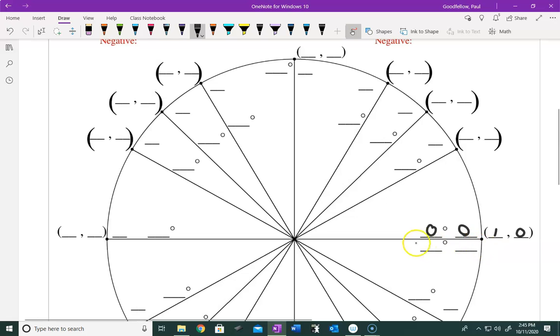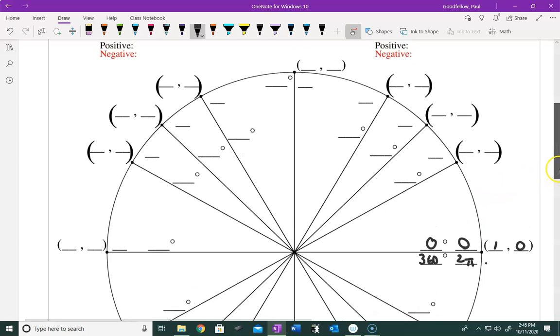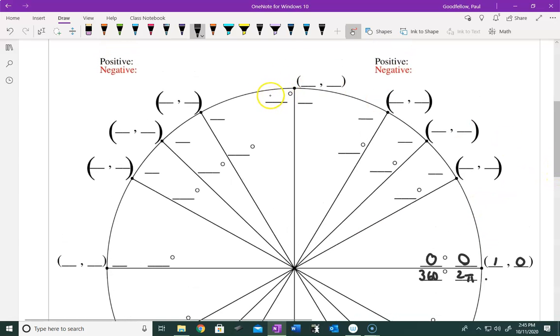Now, there's 2 of them here because this is also 360 or 2 pi, and that's the only one that has a doubled up like that, so we understand that the full rotation can turn out that way. Now, I'm going to push this up just a little bit, get this next quadrant up here at the top, which would be 90 degrees, or pi over 2. And this coordinate would be at (0, 1).